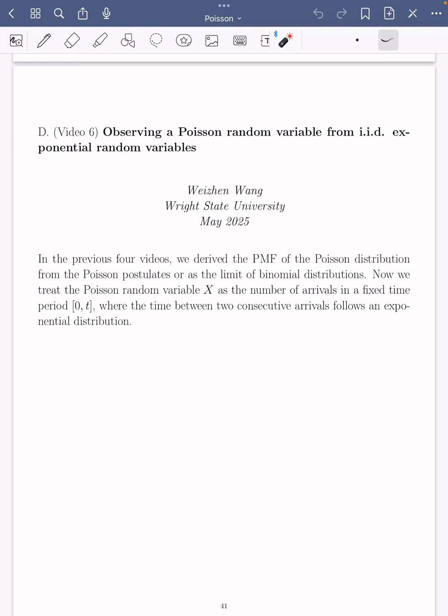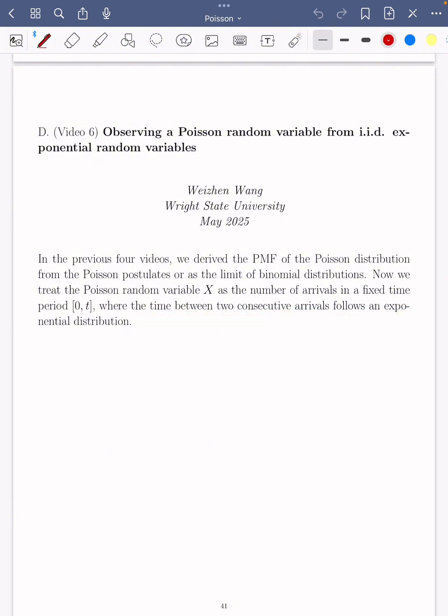So in the previous 4 videos, which are video number 2 to number 5, we derived the probability mass function for the Poisson distribution either from the Poisson postulate or as the limit of binomial distributions. So now we treat the Poisson random variable X as the number of arrivals in a fixed time period from 0 to t, where the time between two consecutive arrivals follows an exponential distribution.